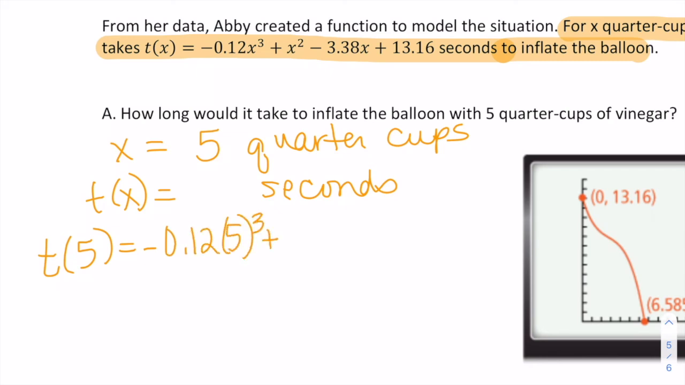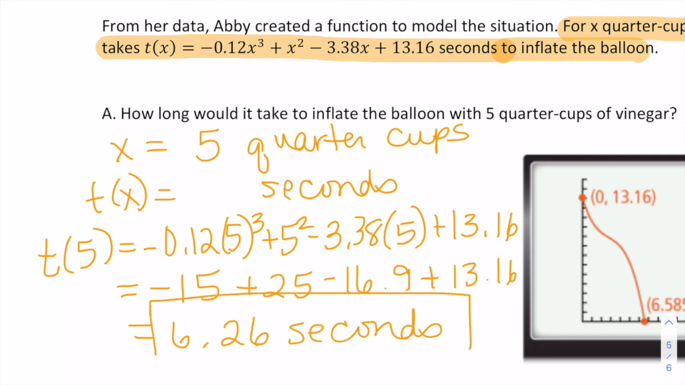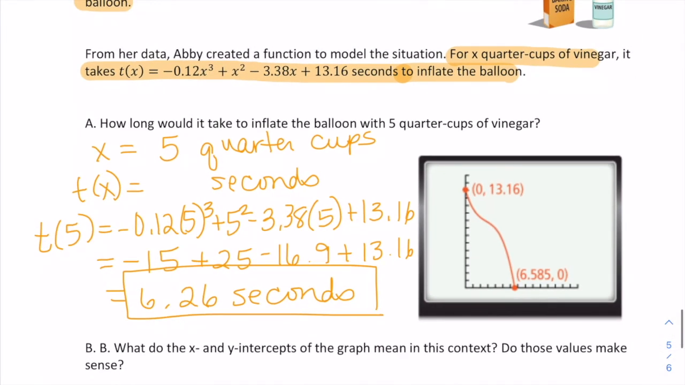negative 0.12 times 5 cubed plus 5 squared minus 3.38 times 5 plus 13.16. Well, we know 5 cubed is 125, and if we multiply that with negative 0.12, that'll be negative 15. This is 25. This will be negative 16.9. And when we add all of these numbers together, we get 6.26 seconds. So it'll take about 6.26 seconds for that balloon to inflate.